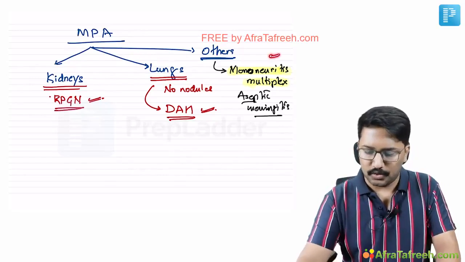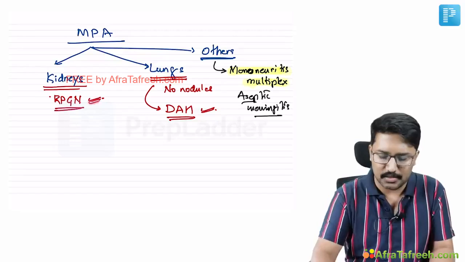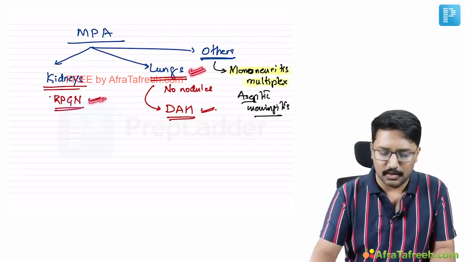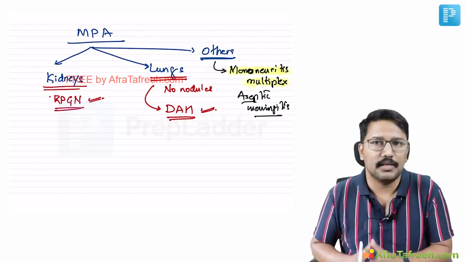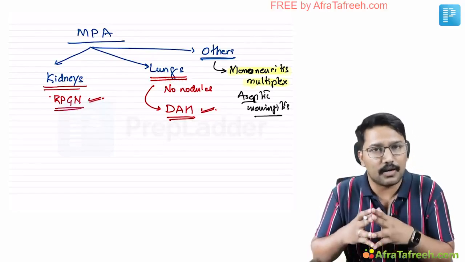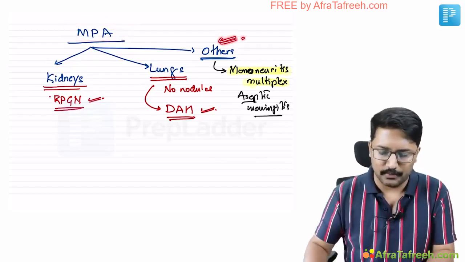Okay. So if you do the biopsy of the affected organ, if you do the biopsy of the kidneys, you will see RPGN. If you do the biopsy of the lungs, you might see diffuse alveolar hemorrhage, right? And there will be evidence of vasculitis. The vasculitis is devoid of granuloma formation. That is the key point that we need to know about microscopic polyangiitis.